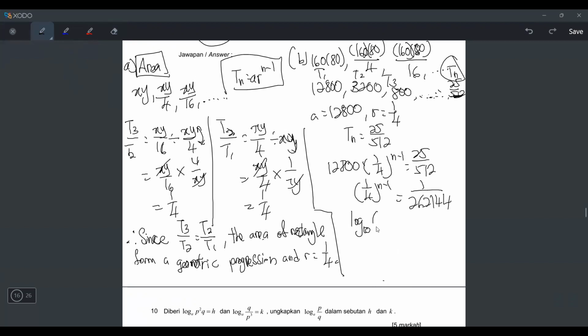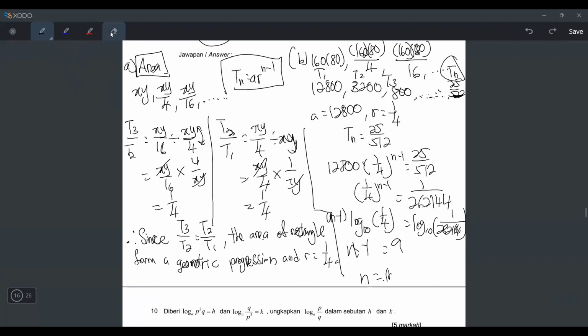Okay, so log, tambah log, both sides. 1/4. The n minus 1 can letak depan. And then here will be log 10, and then 1/262144. Okay, so n minus 1 equals to, I will press log 1/262144 divide log 1/4. I will just press log answer because my calculator is still on that value. So log answer divide log 10 1/4. Okay, I got 9. So if the n minus 1 is 9, means n equals to 10.